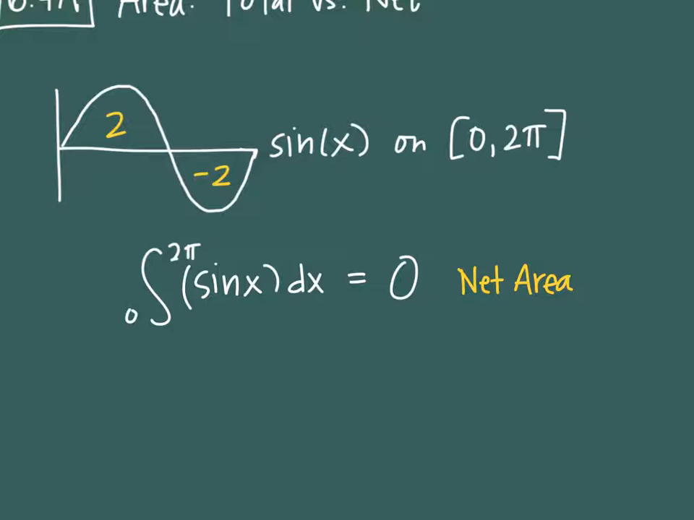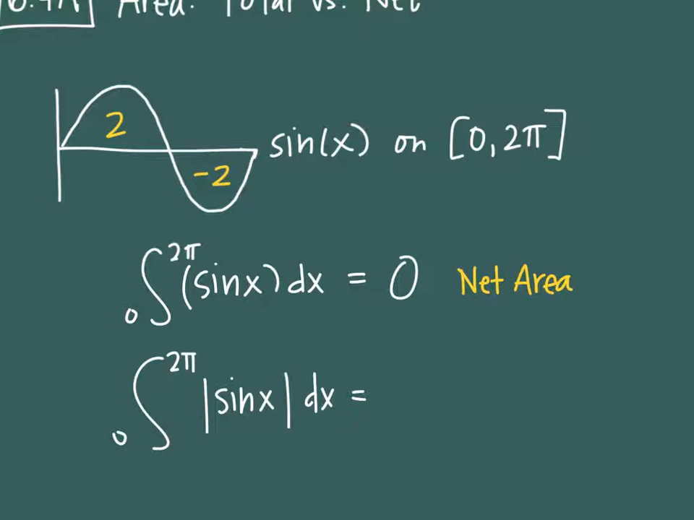To do total, when you switch from net to total, the integral now has an absolute value on it. So it's the absolute value of the sine of x dx. That's the definition of total amount of area. The total amount of area disregards whether it's positive or negative. It just adds it all up no matter what.